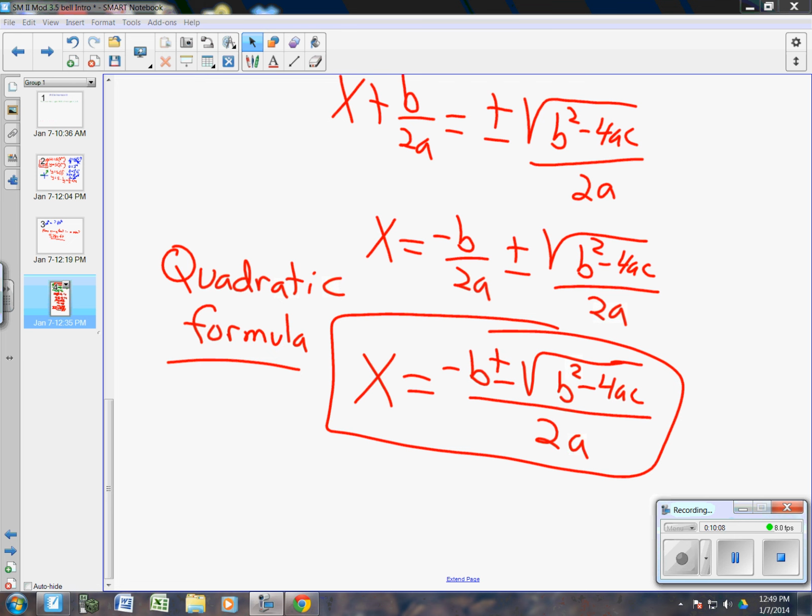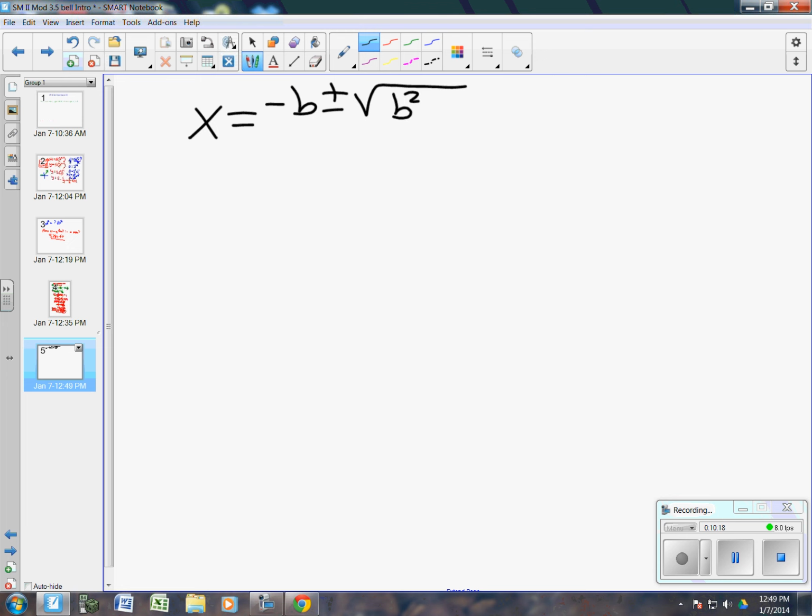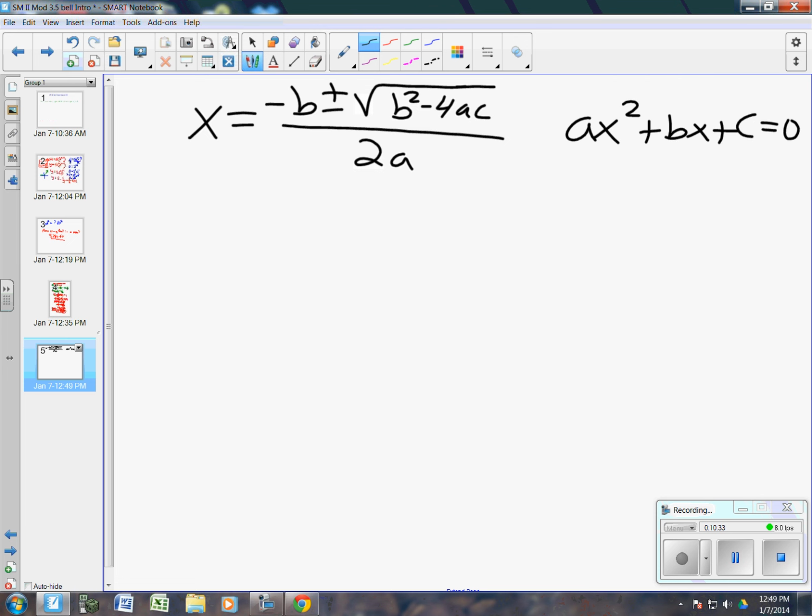That was actually decent. Okay. Now, what we're going to do, you guys, is I'm going to show you how to use it. By the way, we have ax squared plus bx plus c equals 0. This is the general form. So if I give you a quadratic equation that looks like this, the number in front of the x squared is going to be a, the number in front of x is going to be b, and the c is your constant. So I'm going to give you one.